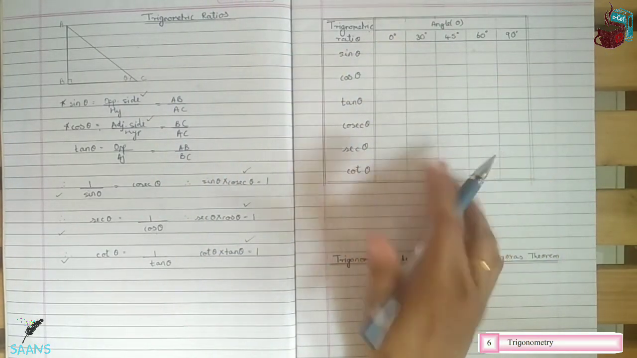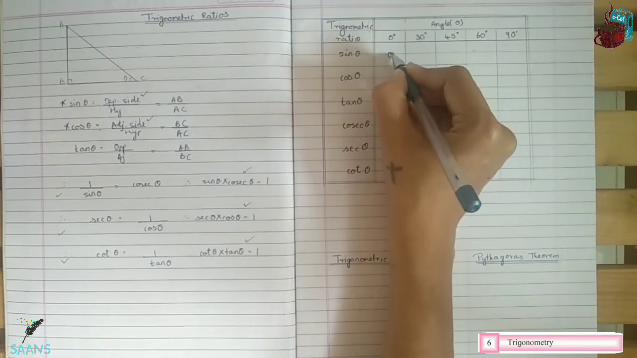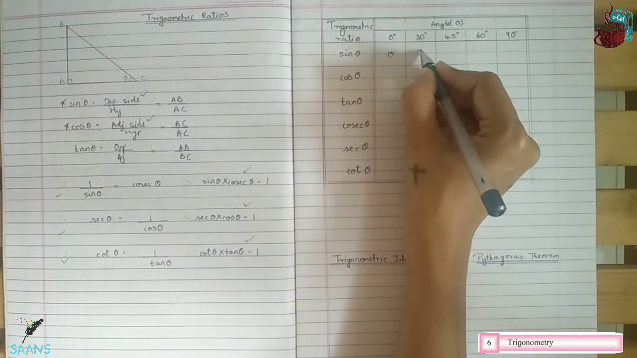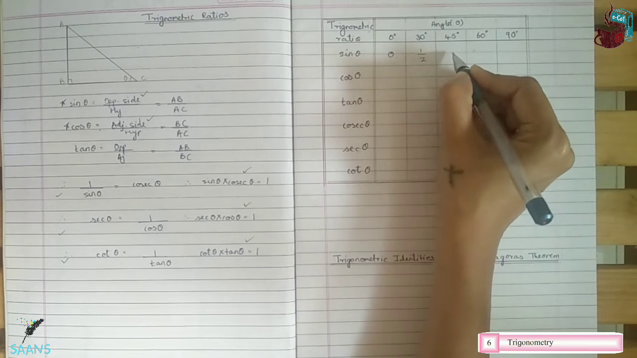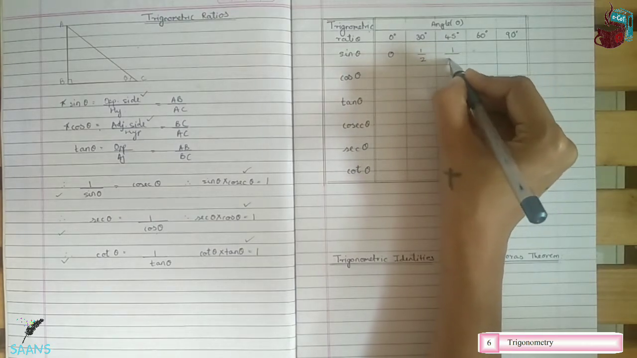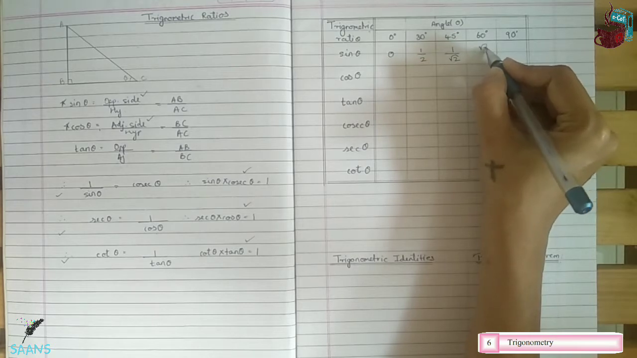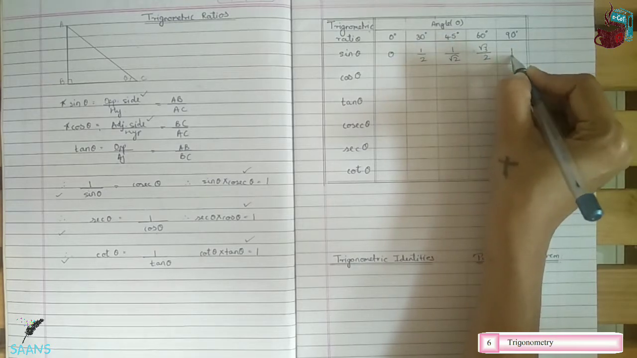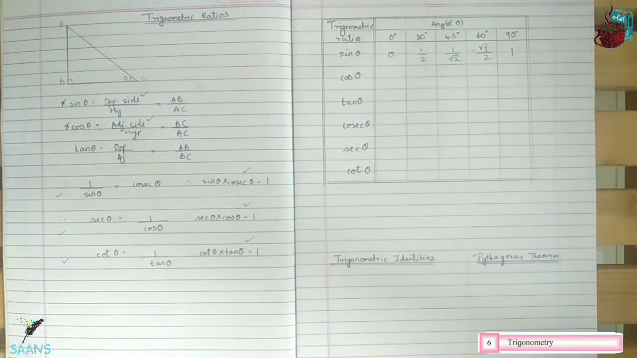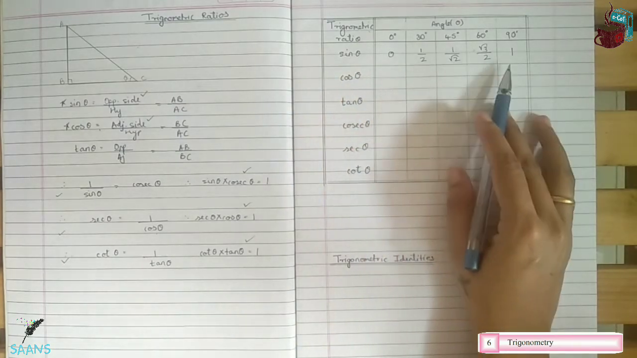Okay, so let's see now. Sine of 0 degree is 0. Sine of 30 is 1 by 2. Sine of 45 is 1 upon root 2. Sine of 60 is root 3 by 2, and sine of 90 is 1. Okay, so sine you remember by heart.